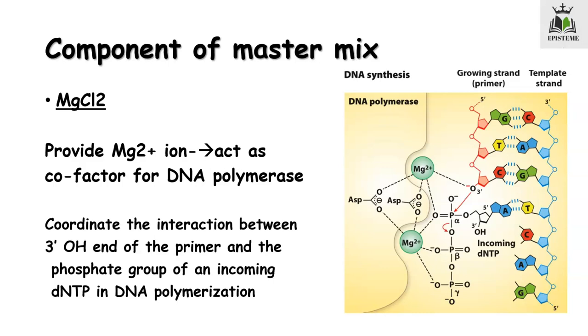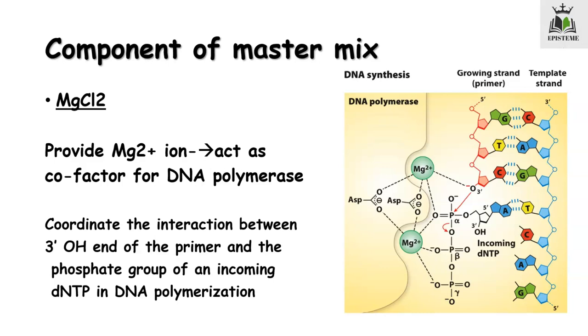Now the function of the Mg2+ ion is that it facilitates the attack of the 3' OH on the alpha phosphate group. And the role of the Mg2+ ion at the bottom is that it facilitates the displacement of the pyrophosphate. As a result of this, the incoming dNTP gets added to the 3' OH group of the primer. And thus, this way the strand elongation is possible. So this Mg2+ ion acts as a cofactor for our DNA polymerase enzyme.